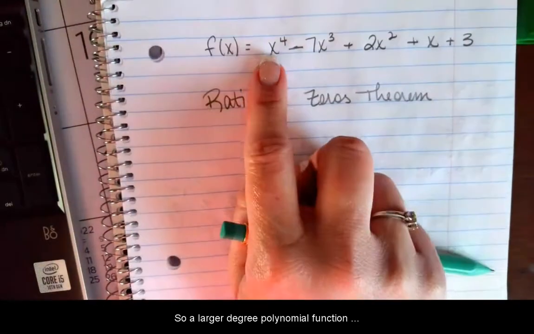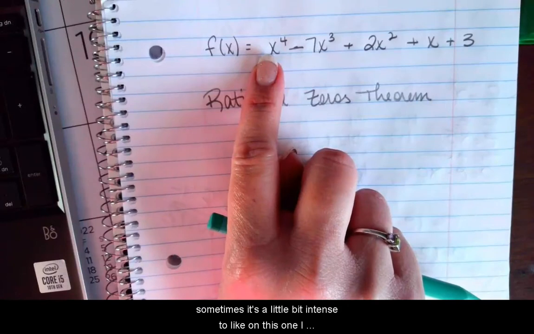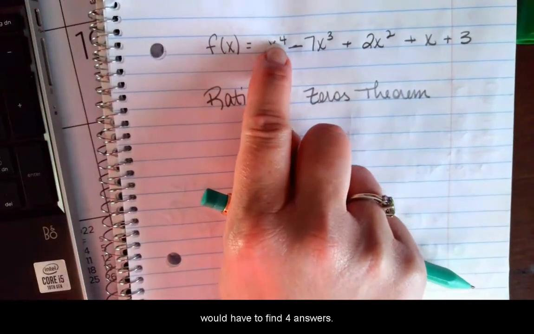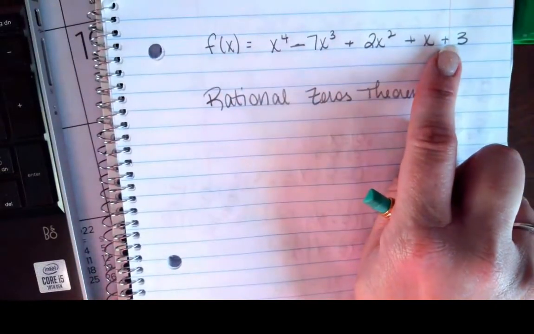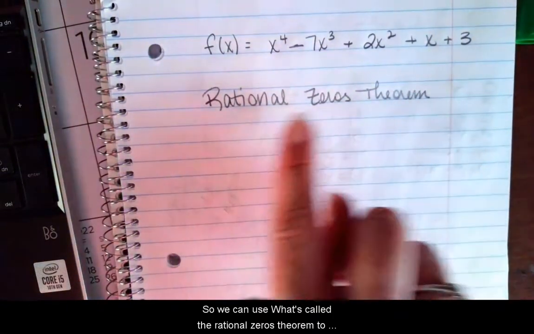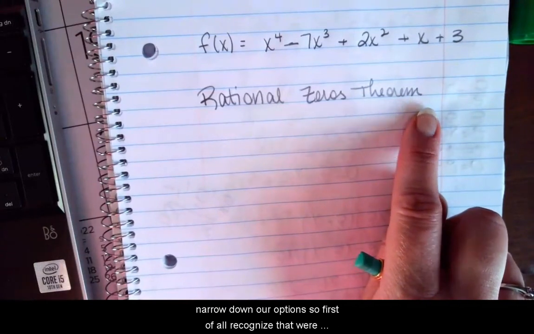So with larger degree polynomial functions, sometimes it's a little bit intense. Like on this one, I would have to find 4 answers, and I'm not even given a starting point. So we can use what's called the rational zeros theorem to narrow down our options.